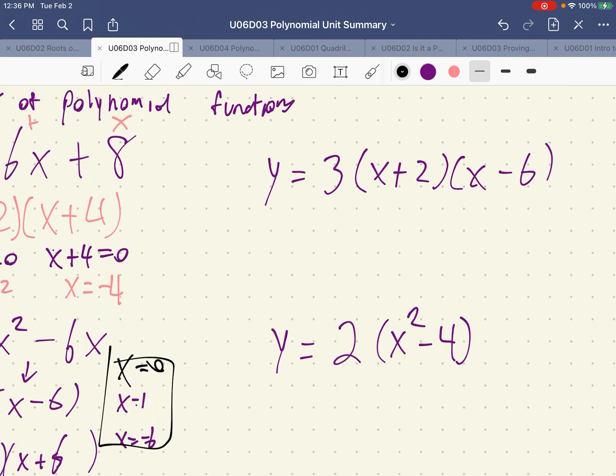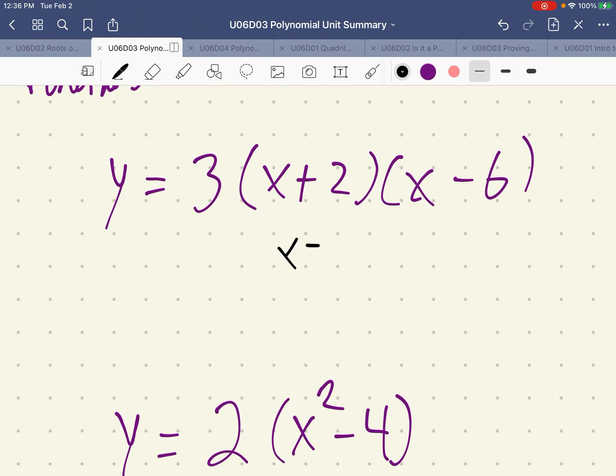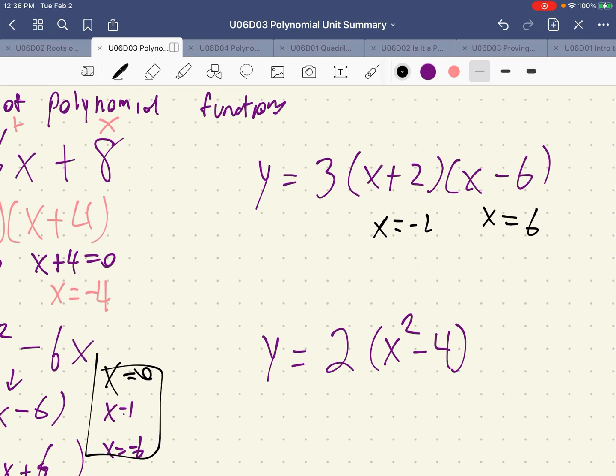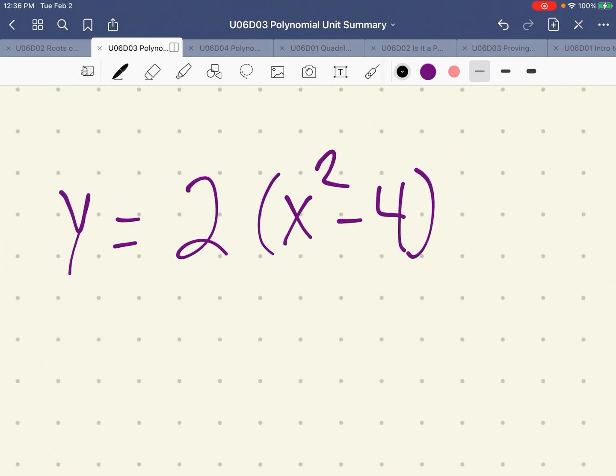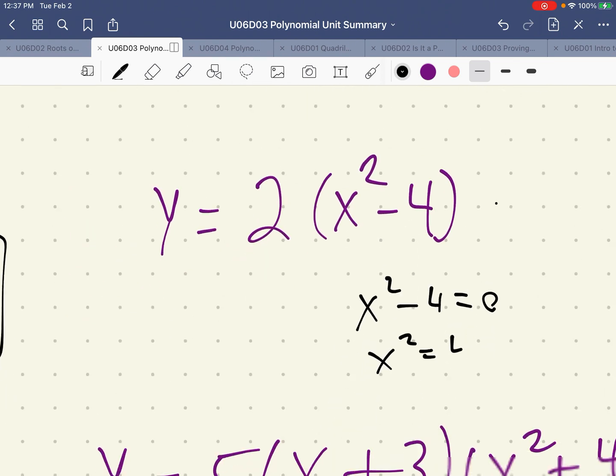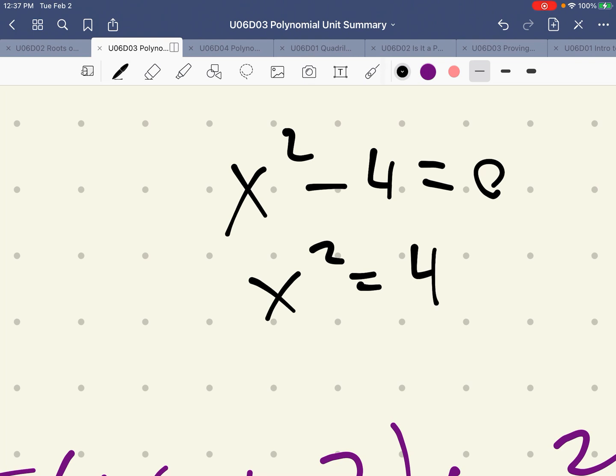I have a few more to do. This one, for example, we get x equals negative 2. This one we get x equals 6, no problem. This one is a difference of squares, meaning it can be factored, but you don't have to factor it. For the difference of squares, there is another way to solve them. We can just say x squared minus 4 equals 0. We will write x squared equals 4. And then we just have to take the square root of both sides. But when you do that, you have to put a plus and minus on the right side.